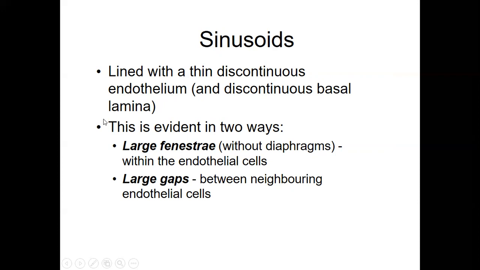This is the evidence, the characteristic carried by this sinusoid. It has a large fenestra. The fenestra actually is a gap, and this fenestra has an absence of diaphragm, without diaphragm. This large fenestra is within the endothelial cells.